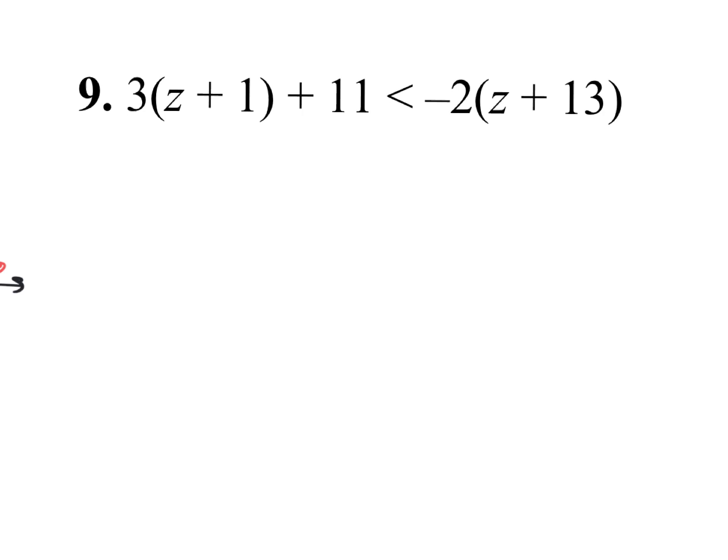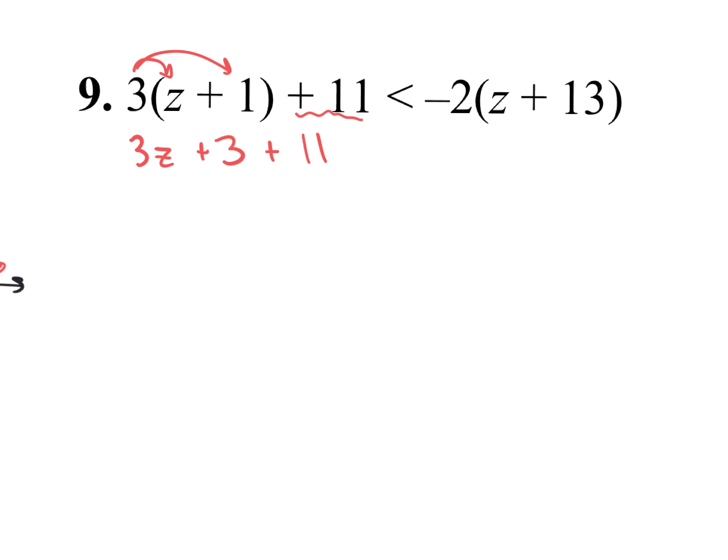I'm going to distribute the 3. 3 times z is 3z. 3 times 1 is 3. So I really have a 3z plus 3. And of course, I'm going to bring down this plus 11. So on the left side, after distributing, I have 3z plus 3 plus 11.